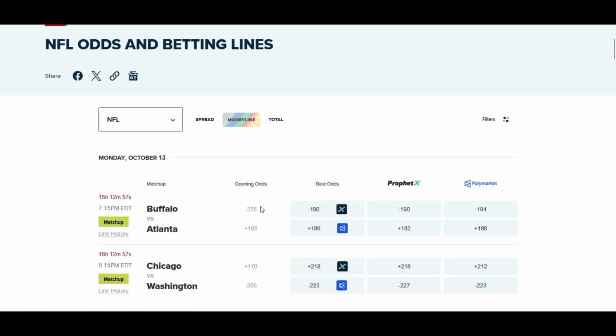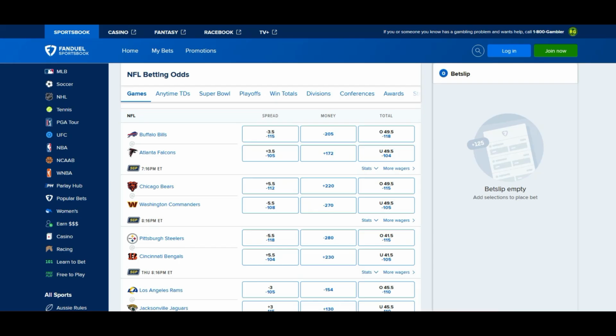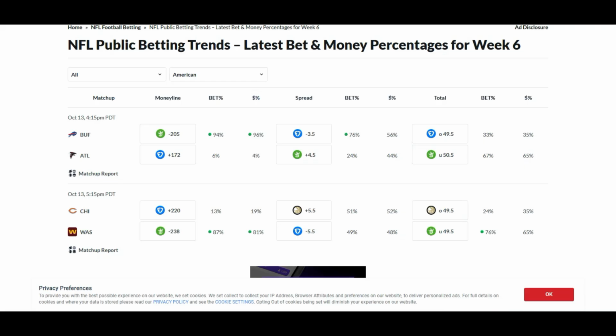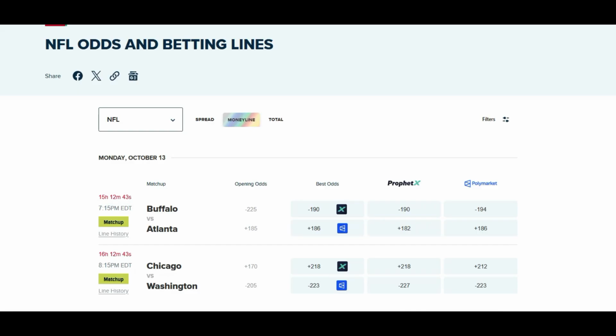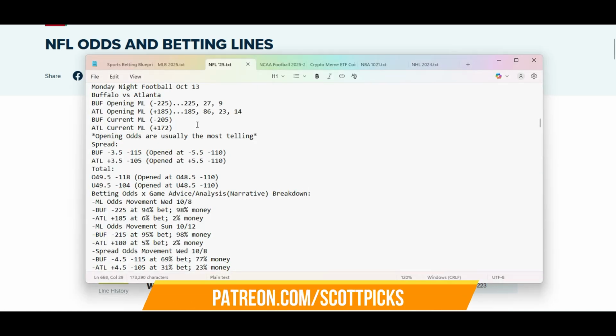We're going to start with the money line for Buffalo versus Atlanta. And the opening odds are here, as well as the spreads. I have it all in my notes. We're going to go over the current odds as well as the splits, as you can see on your screen. All right, let's get started with Buffalo versus Atlanta.